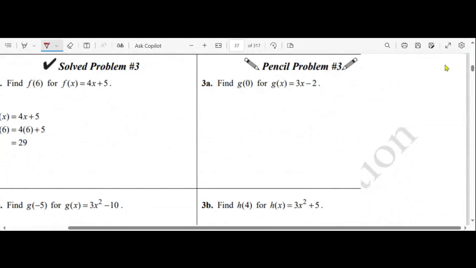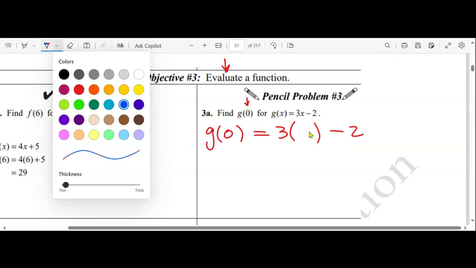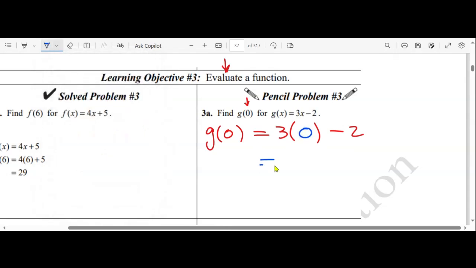Now we're going to go to the next objective, which is evaluating a function. We're going to replace x by 0. So every time you see x, you replace it with 0. So your final answer will be 82. Right. Easy.